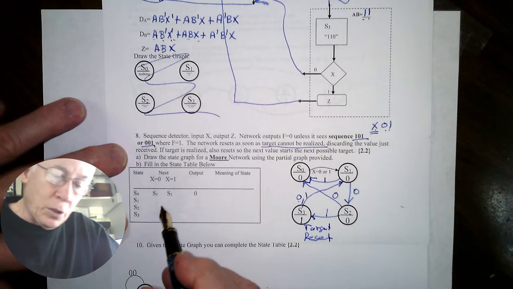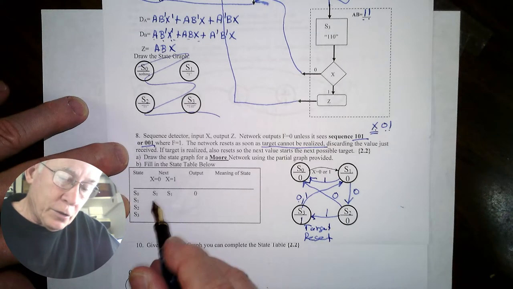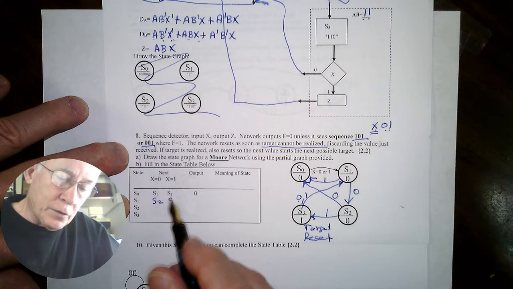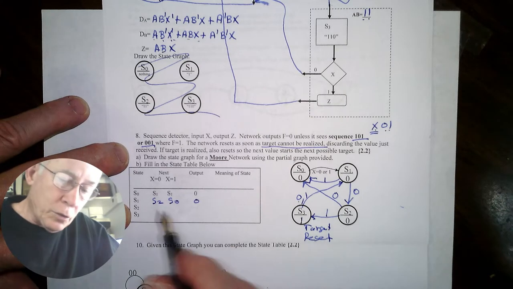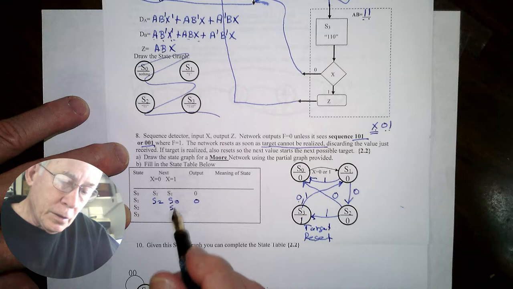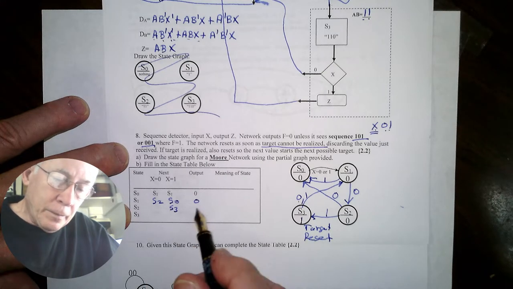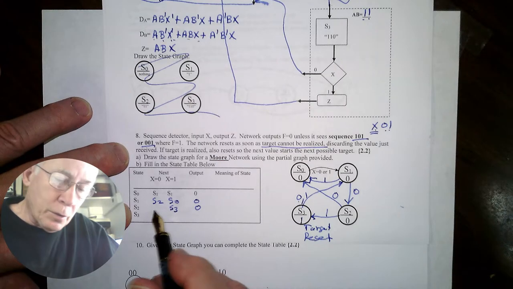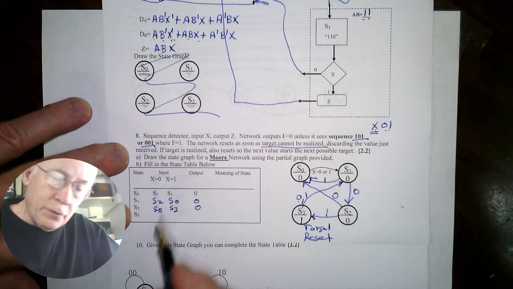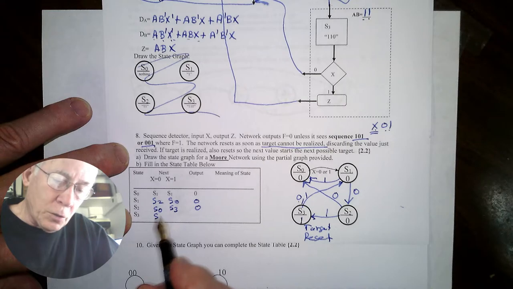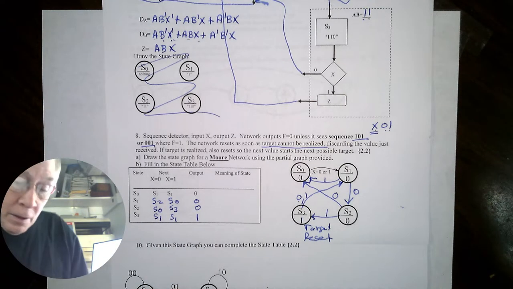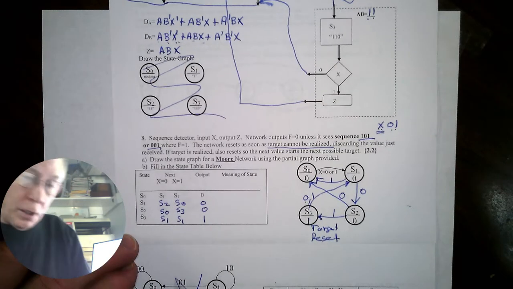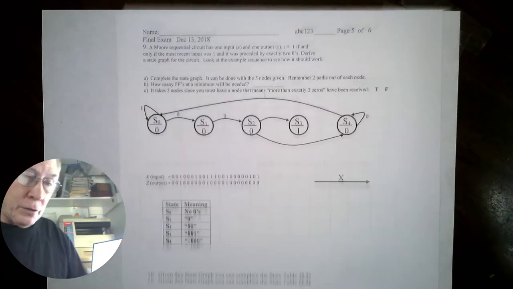So in S1, on a 0, we're going to S2. And on a 1, we're going back to S0. We output a 0 from S2. On a 1, we're going to S3. But we output a 0 in S2, and on a 0, we're going back to S0. And from S3, regardless, we're going to S1, and we're outputting the 1 in S3. All right, I'm not going to do this one, but I will do this one up here.